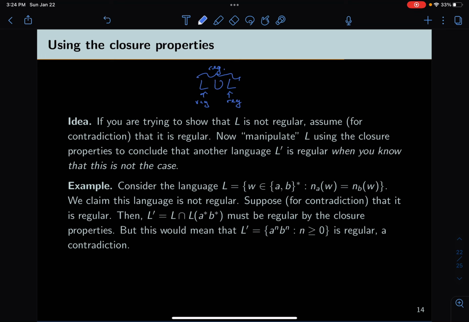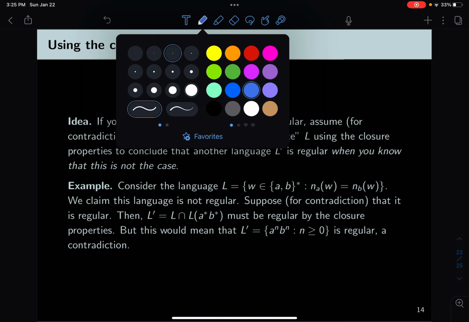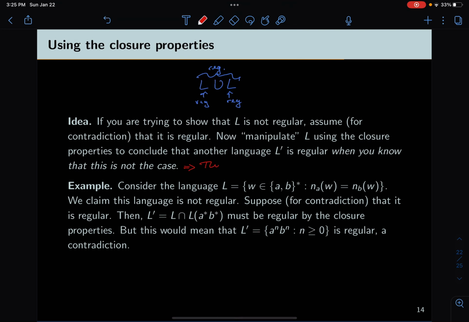So that's the idea: you want to manipulate this language L using the closure properties to produce another language, let's call it L prime, which, because regular languages are closed under these operations, you'll have concluded is regular, when you already know that this is not the case. And so that's where the contradiction comes from. This is your contradiction.